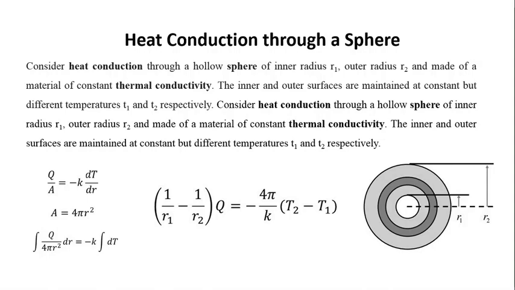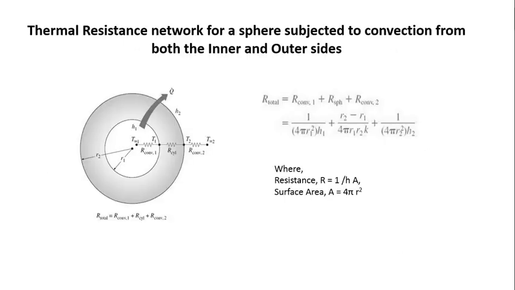Look at the diagram, where it is shown that the inside radius is R1 and the outside radius is R2. Between them, the sphere has some material property K, the thermal conductivity. In case of the sphere, the total resistance offered is the same. That is, R convection first, then R conduction, then R convection. Therefore, the summation of R is equal to R convection plus R conduction plus R convection, as shown.